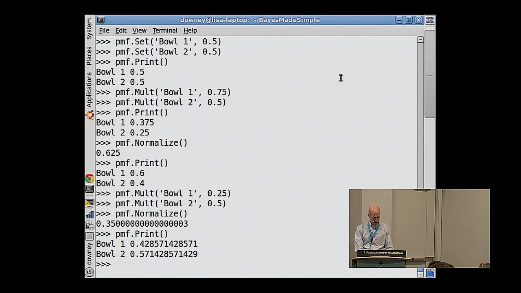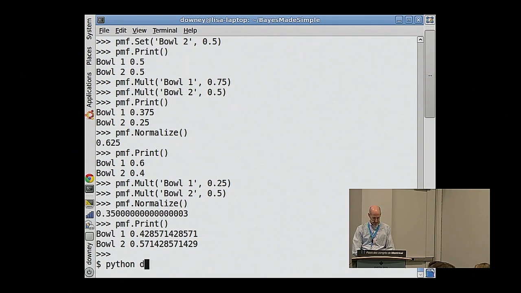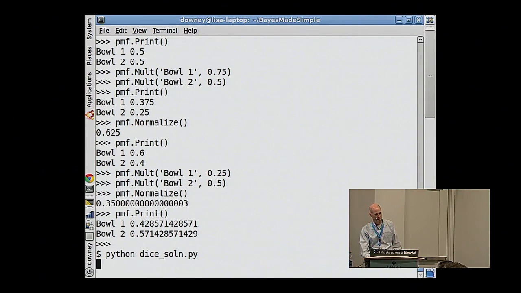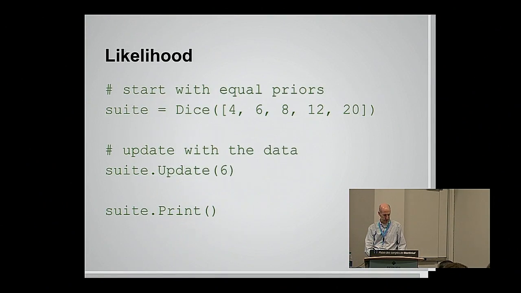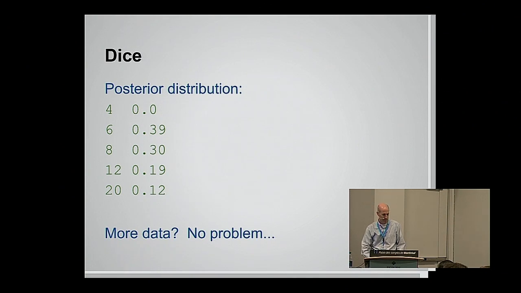So if you run this now, let's exit from Python and run dice solution. The first part there is after just rolling a 6, the posterior probability for the 4-sided die is now 0. And that's what we expected. We have ruled out that hypothesis. It can't be true, so it has probability 0. The 6-sided die is about 40%. The 8-sided die is at about 30%. We can look at this in the slides as well. So it's at about 40, 30, 20, and 10, roughly.